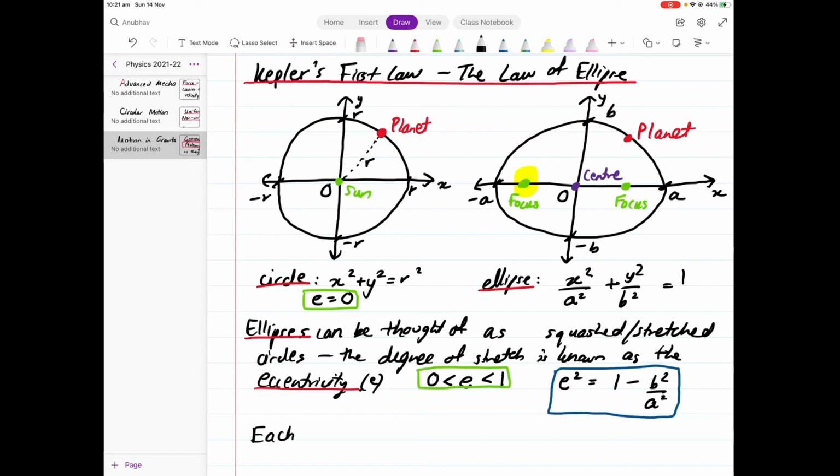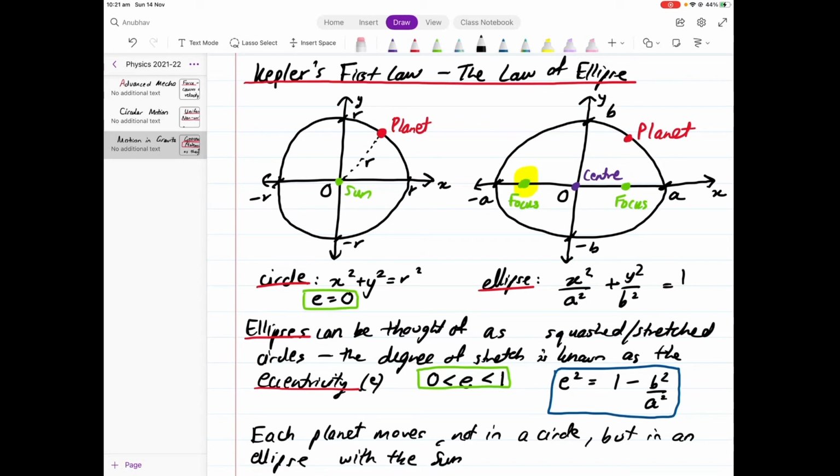Each planet moves not in a circle, as you've done in inquiry question 2, but in an ellipse. That's the orbit. It's an elliptical orbit. And what we can say is, with the sun at a focus. And we know that it's off the center, because the center is the middle of that ellipse. This is Kepler's first law.